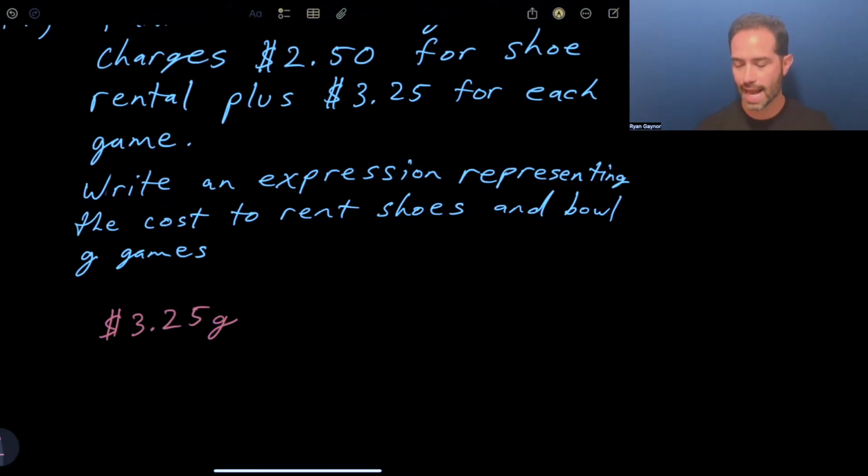Okay, and then we have to add in the shoe rental. So it said plus, so we do plus $2.50. And there you have it, everybody.